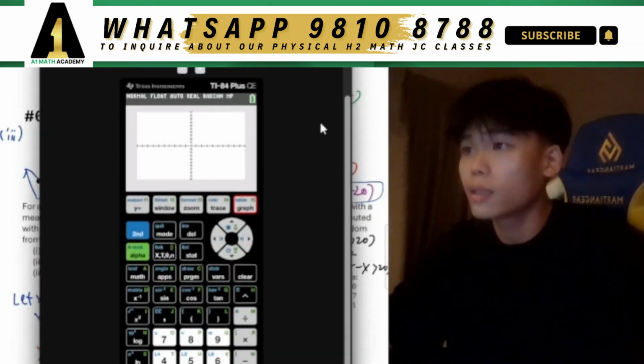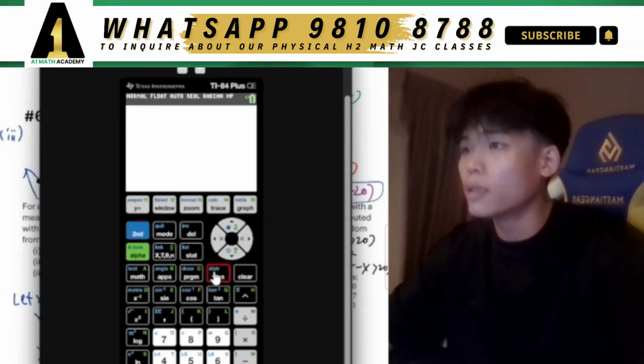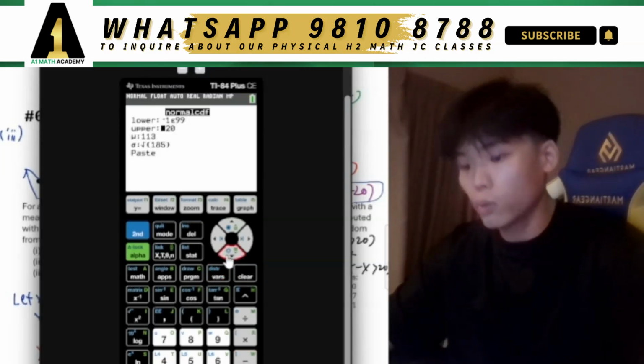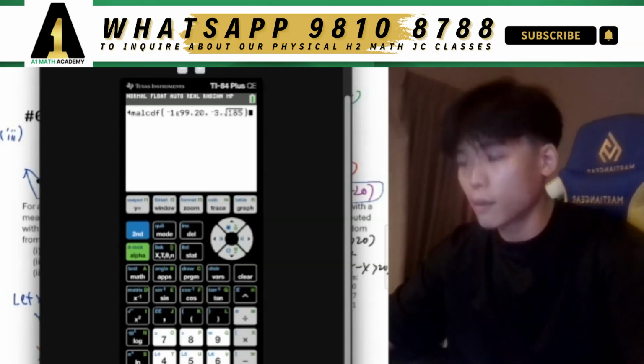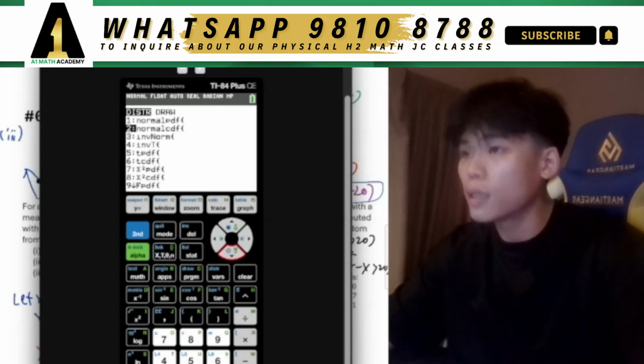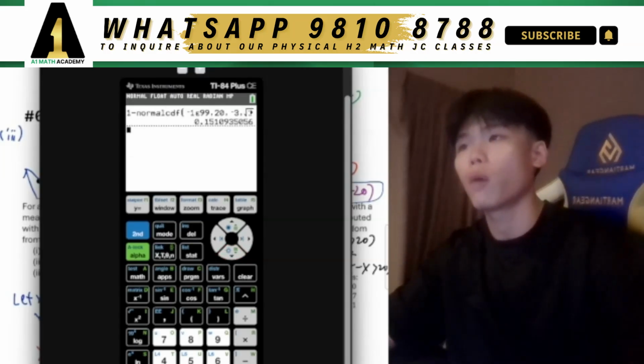So coming back to our calculator, I'm just going to quit and clear everything. 1 minus, then here, normal CDF, the max value would be 20, and the mean is negative 3. I minus already. Then I plus normal CDF going up to negative 20, and then I go all the way here, I paste, I enter, and I get 0.15109.